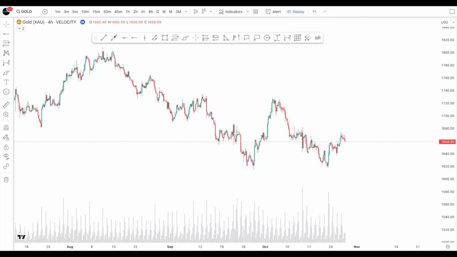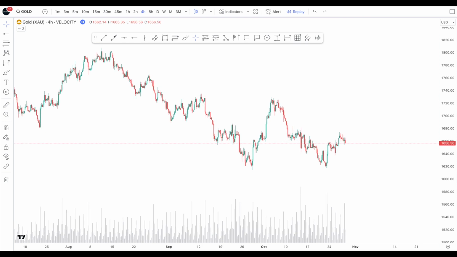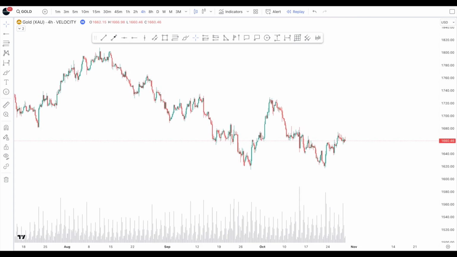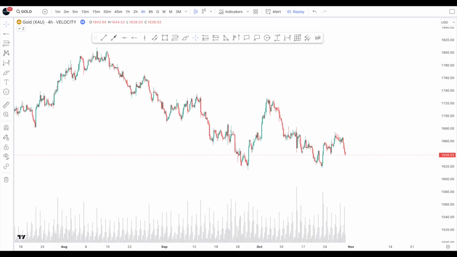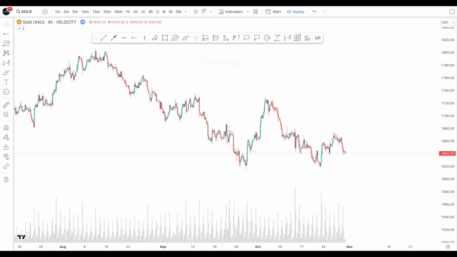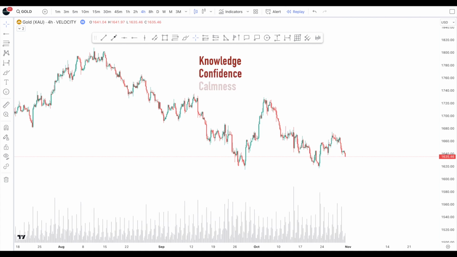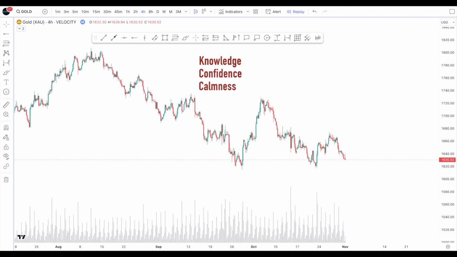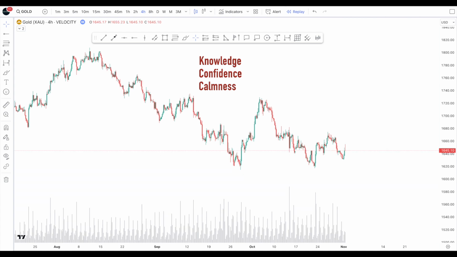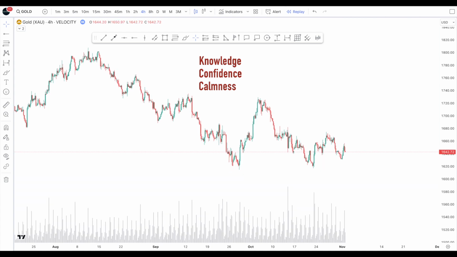One of the most important things to conquer them is knowledge. Knowledge empowers you with the confidence and calmness essential for every trade. What every trader fundamentally needs is knowledge, confidence, and calmness. Well, this trio of values forms our motto: knowledge, confidence, and calmness.